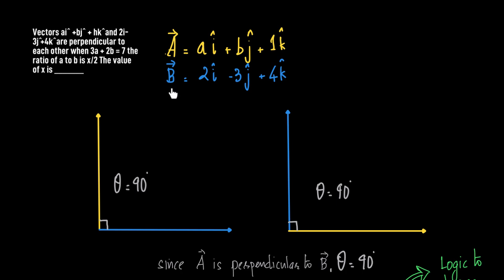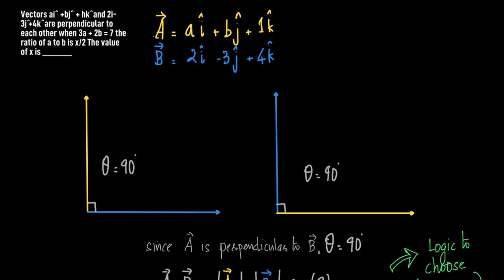Vectors A and B are perpendicular when 3a plus 2b is equal to 7. We've been asked to find the value of x when a to b is x by 2. So we have 2 vectors, vector A and vector B, in either orientation. The angle between them is 90 degrees, since vector A is perpendicular to vector B.